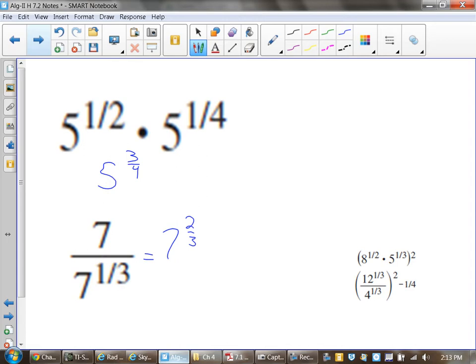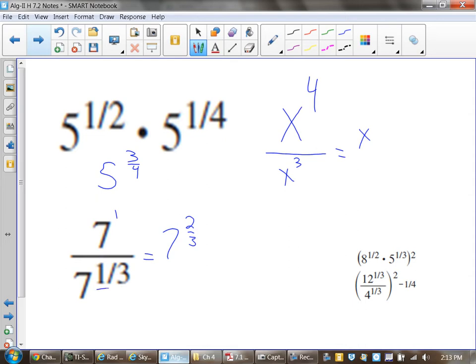Who wins in the battle of war again? Is 1 bigger than 1/3? Yes. That's why it stays up top. Wouldn't you have to put 7 over 7 to the 2/3 power? Nope. Again, if this was the same idea as x to the 4th over x to the 3rd, who wins in the battle of war? X to the 4th. What's 4 minus 3? 1. X just stays there. It's following the same rules.